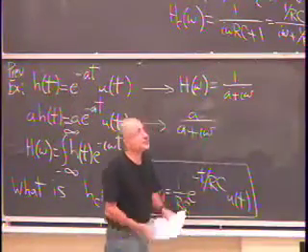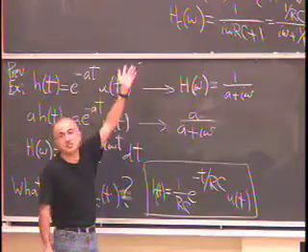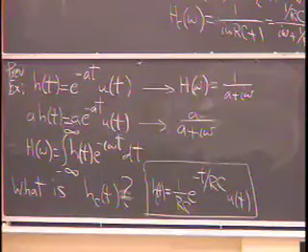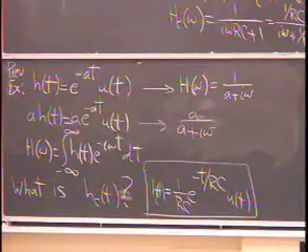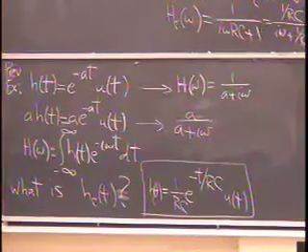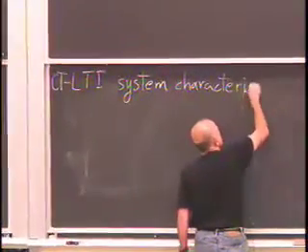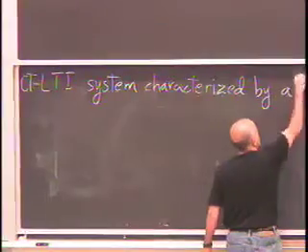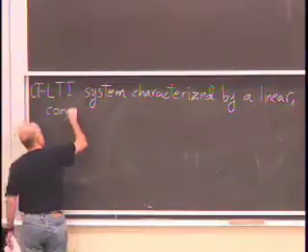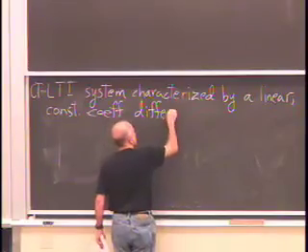So one thing I want you to notice about this system is that its input-output relationship is described by a linear constant coefficient differential equation. So the circuit is an example of an LTI system, a continuous time LTI system, characterized by a linear constant coefficient differential equation.